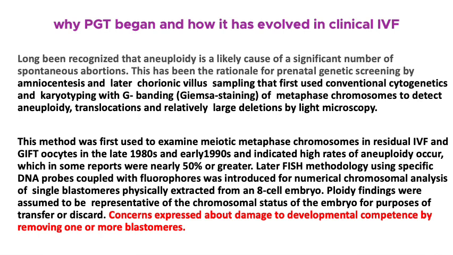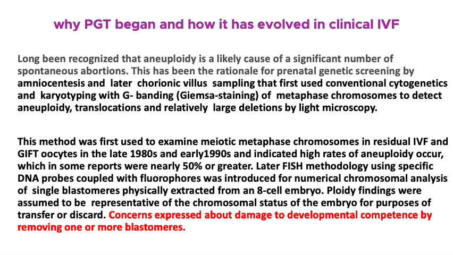And later, as you'll see, FISH, fluorescent in situ hybridization methodology, was introduced to use specific DNA probes coupled with fluorophores to test for numerical chromosome analysis and use of single blastomeres physically extracted from an 8-cell embryo. So you had a change from karyotyping by light microscopy to fluorescent microscopy using specific probes to specific regions of DNA, and a single blastomere usually extracted from an 8-cell embryo.